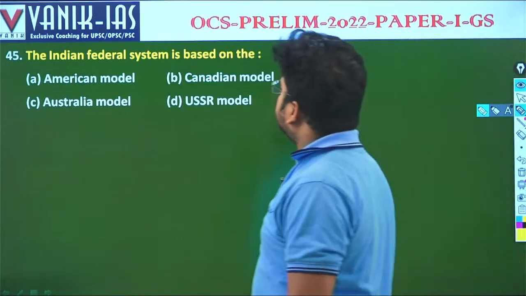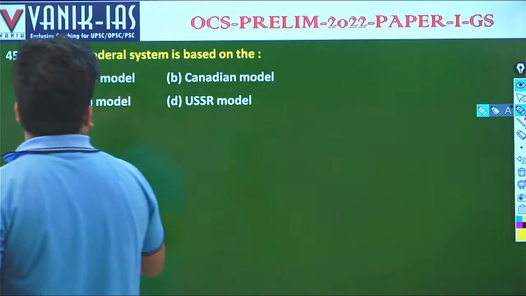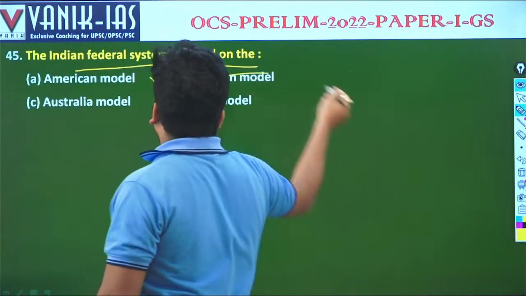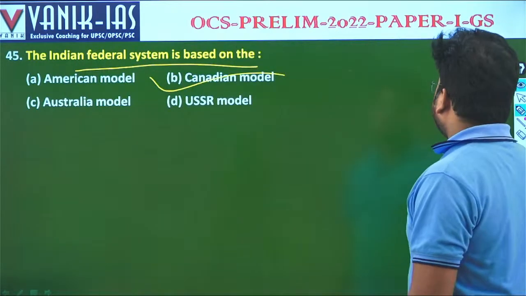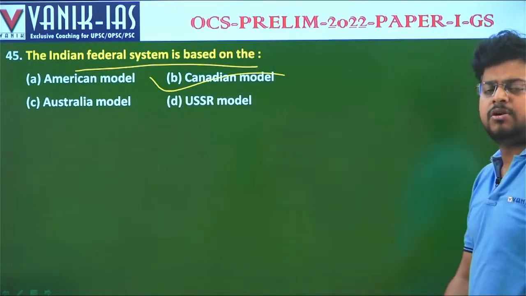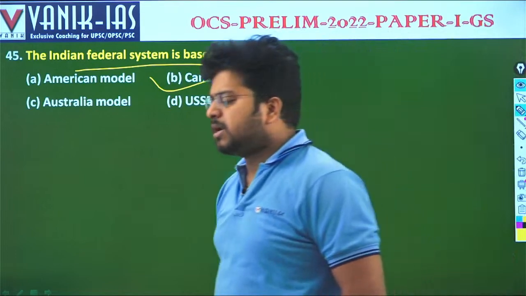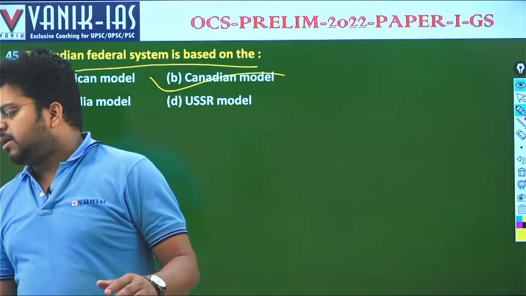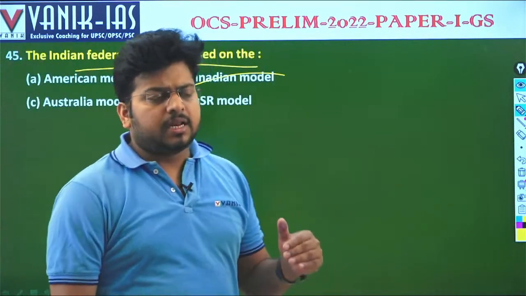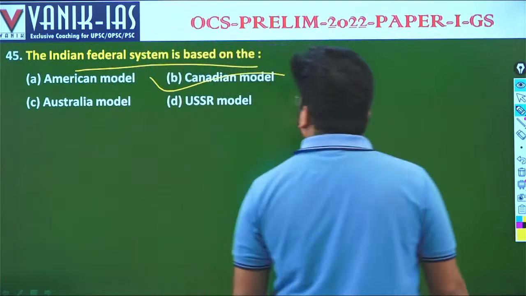The Constitution of India's federal system is based on the American model? The federal system is based on the Canadian model, Canada. Right, quasi-federalism. The Indian federal system is called quasi-federalism. Quasi-federal means not completely federal, there is a strong center, right, federalism with a strong center.